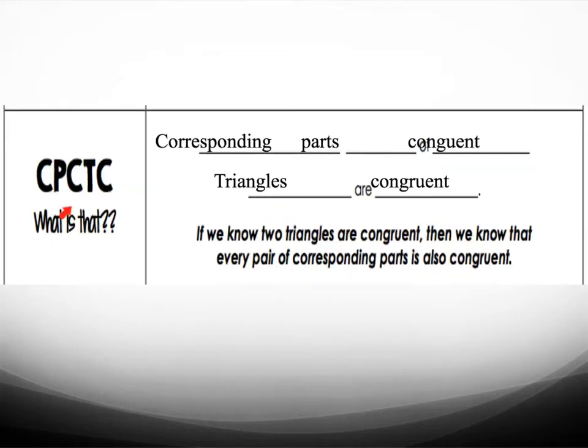So you're going to hear us use the initials or the letters CPCTC. So if we say CPCTC, what we're saying is that the corresponding parts of congruent triangles are congruent. So if we find out that two triangles are congruent, then we could say, hey, one angle here is the same as the other angle over there. So basically, if we know the two triangles are congruent, then we know that every pair of corresponding parts are also congruent.